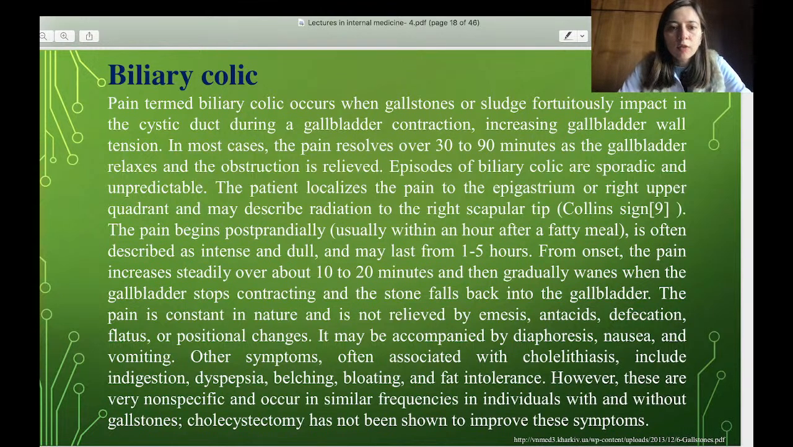Other symptoms often associated with cholecystitis include indigestion, dyspepsia, belching, bloating, and fat intolerance. However, these are very non-specific and occur in similar frequencies in individuals with and without gallstones. Cholecystectomy has not been shown to improve these symptoms.